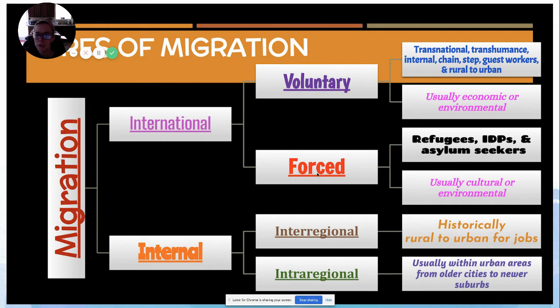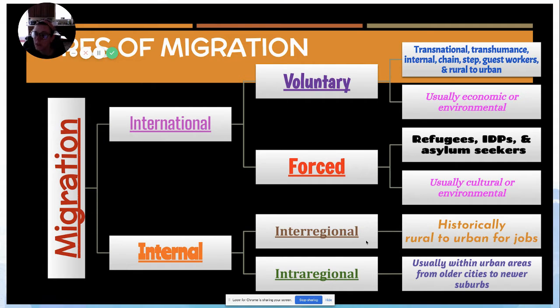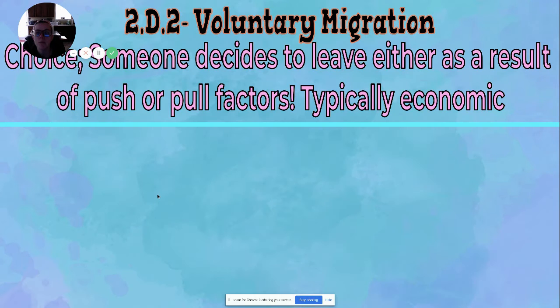Okay, within international, there's also forced. So we have refugees, internally displaced persons, and asylum seekers. Within that, it's usually cultural, environmental, political, that kind of thing. All right, then in internal, we've got interregional and intra-regional. The big thing there, guys, is going to be the prefixes. More on that later. Historically, rural to urban, so going from the farmland to the big city. And then over here is moving from the urban city, like Atlanta, out to the suburbs, like Decatur and Marietta.